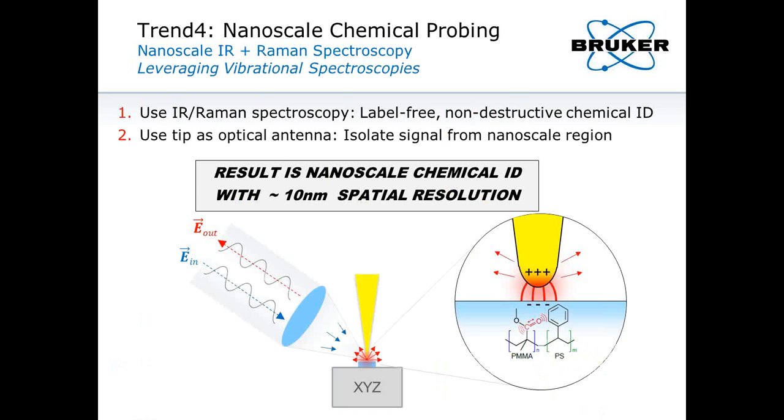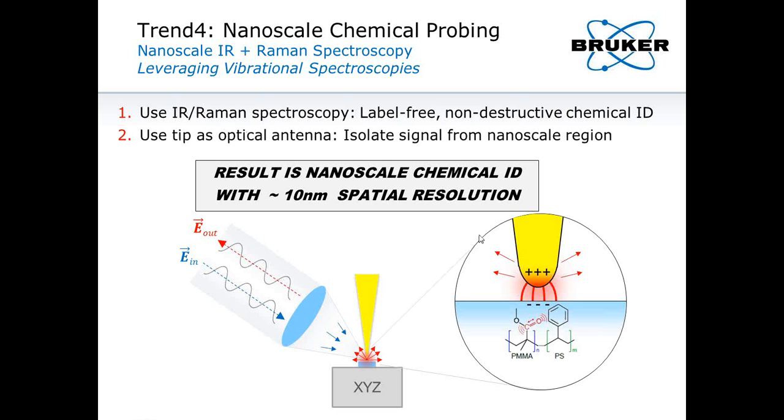Another trend is people want to know not only how it looks, the topography of the surface, but they want to know what it is. And one way to do that is to combine or couple AFM with some spectroscopy techniques, for example, Raman spectroscopy or infrared spectroscopy.